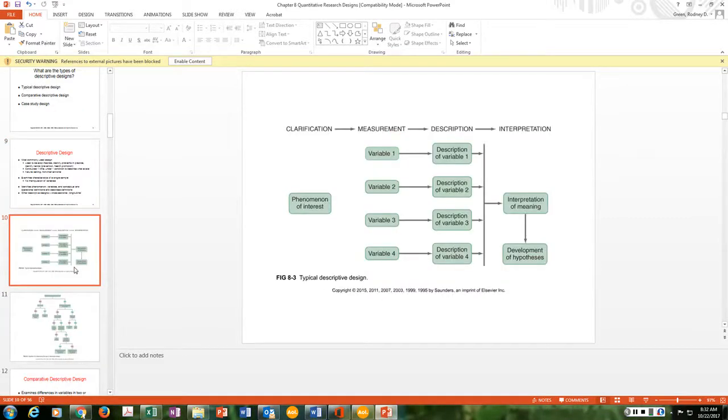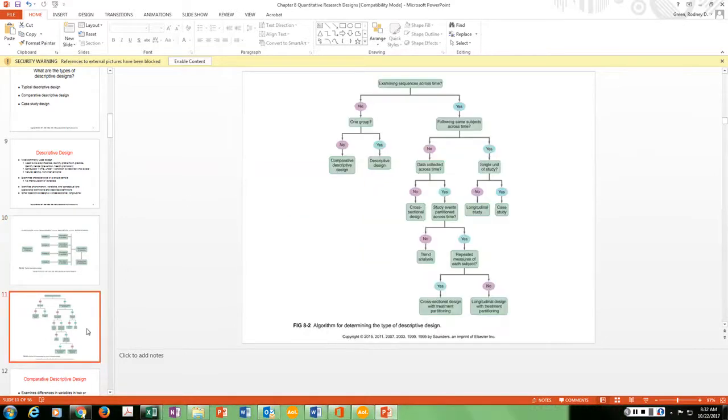And here are some other flowcharts for you that you can look at. Here's an algorithm for determining the type of descriptive design. If you're examining sequences across time, if you're not doing that, if it's one group, then you have a descriptive design. If it's not one group, then you have a comparative descriptive design.